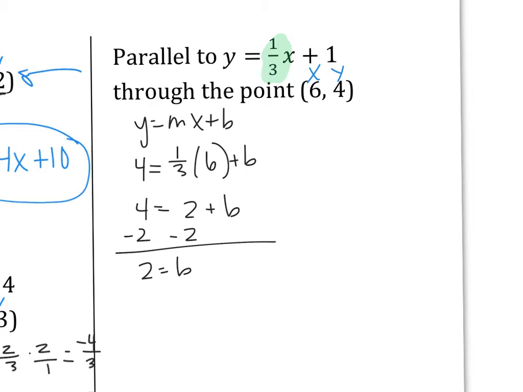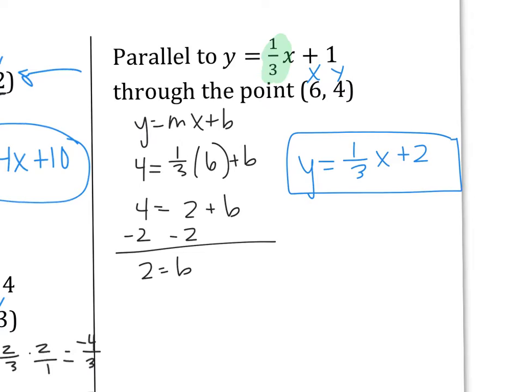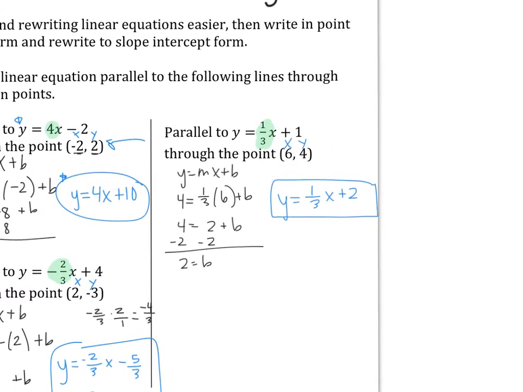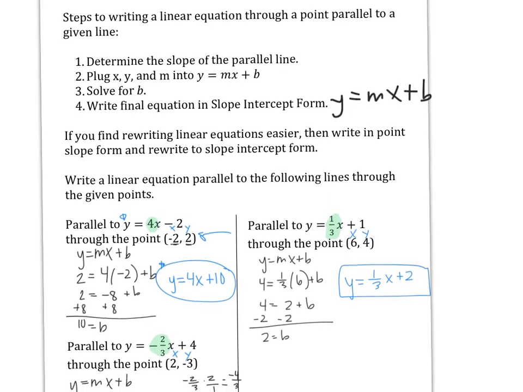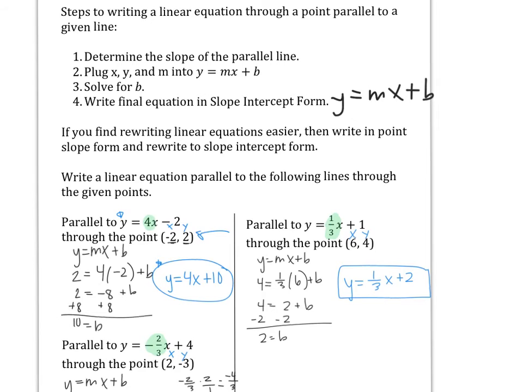So rewriting this all together, I get y equals 1/3 x plus 2. So again, when we're writing an equation parallel to another equation that goes through a certain point, we've got to remember the steps. So we'll determine the slope and use that same slope. Plug x, y, and m into y equals mx plus b. Solve for the new y-intercept, or b, and then write your final equation in slope-intercept form.